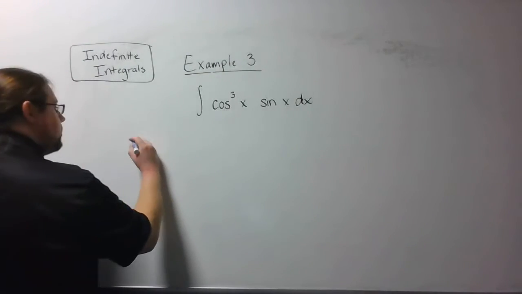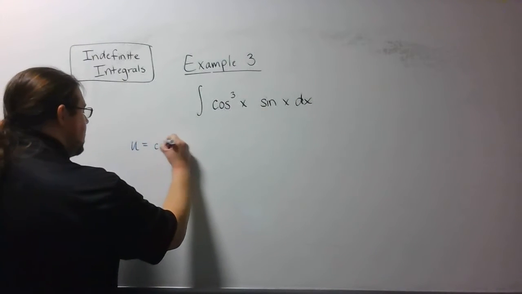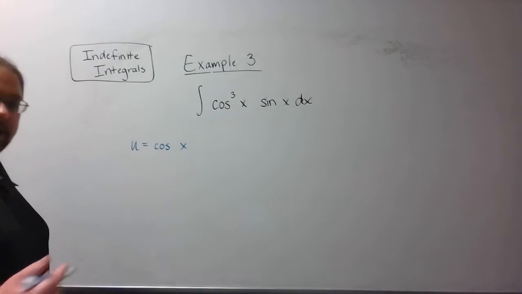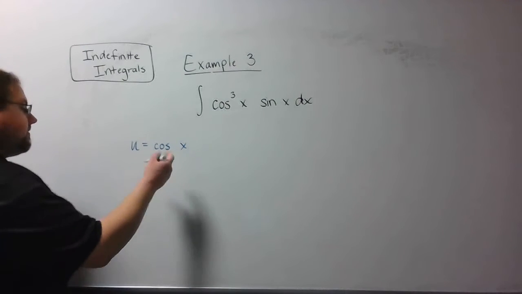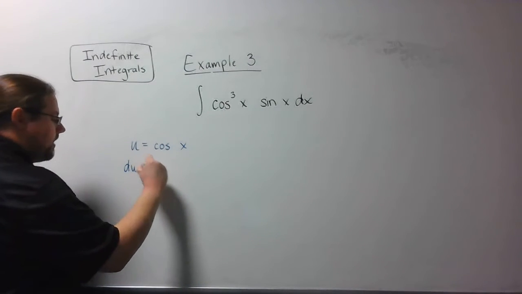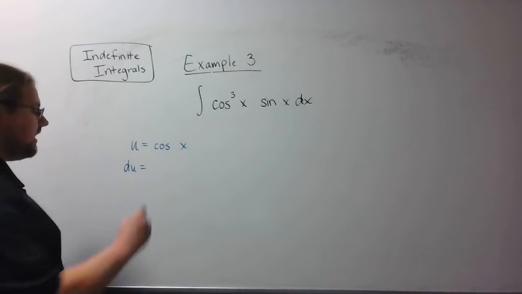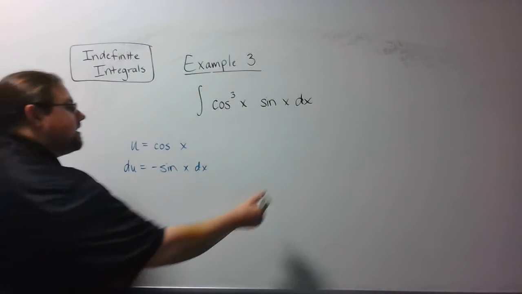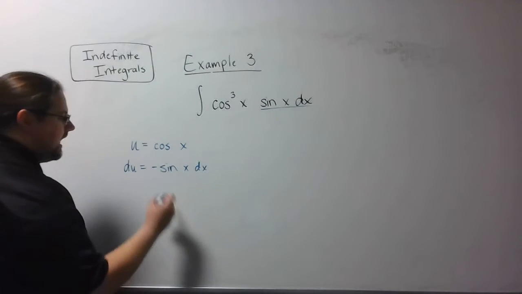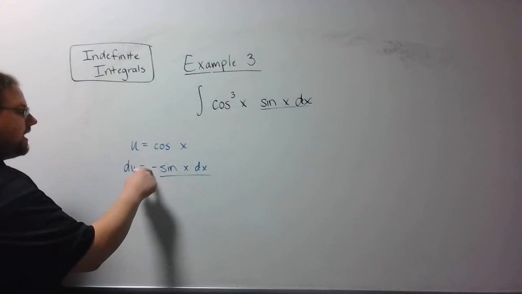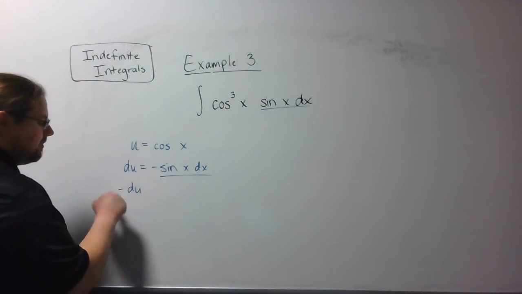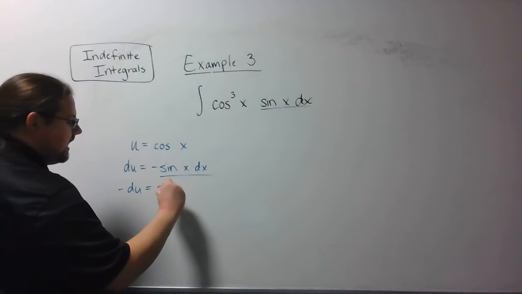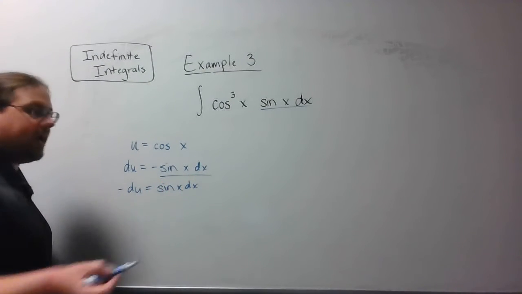I'm going to switch out u for cosine of x. Now notice, when I do this, I take the derivative of the cosine of x just like I would when I was doing definite integrals, and I'm going to get the negative sine of x dx. So the only difference here is I've got a positive sine x dx, and so what I need to do is I move this negative sign over. So that's going to be negative du equals sine of x dx. So I'm ready to go ahead and make my switch.